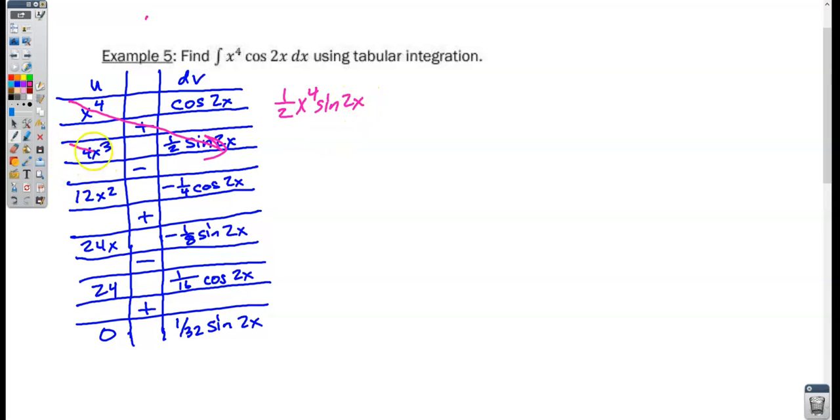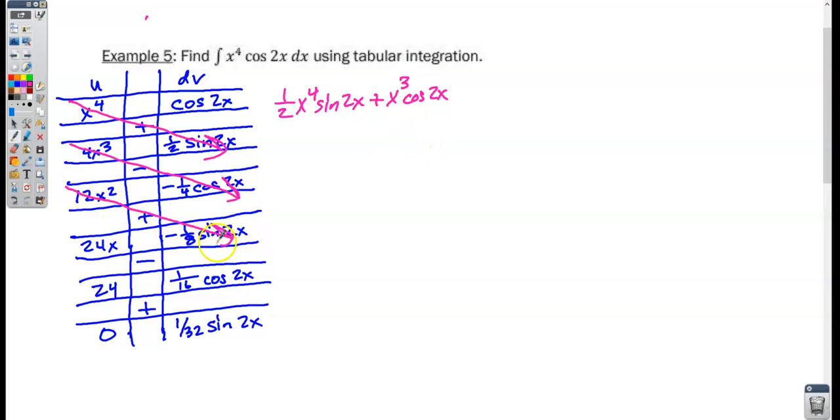Next diagonal, 4x to the third, minus sign, minus 1/4 cosine of 2x. The minus signs cancel each other out, and 4 times 1/4 is 1. So this just turns into plus x cubed cosine of 2x.